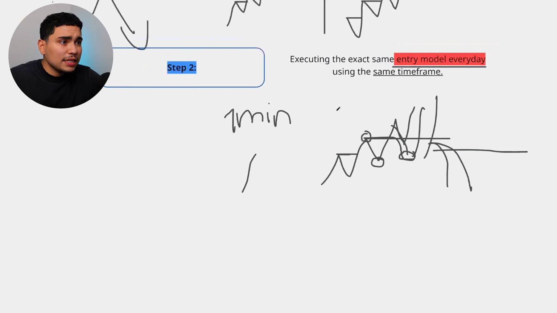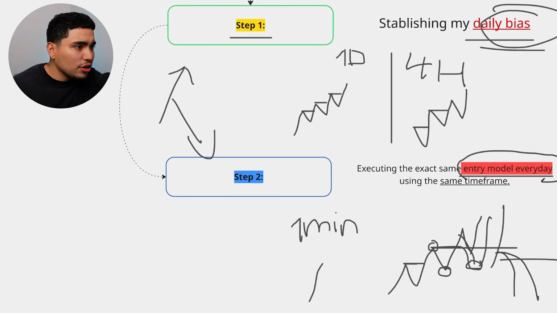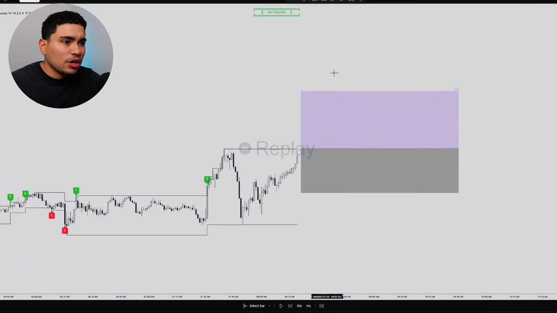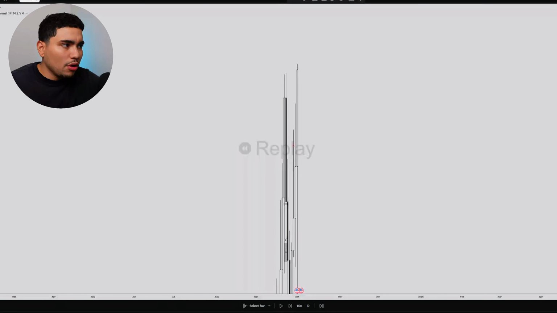Now that's basically it. That's the 2-step strategy right there, explained in 2 simple steps. Step number 1, creating your daily bias. Step number 2 is your execution, your entry model, which is going to be what we use every single day. Same time frame and same everything. Repetition is the edge. So now let's get right into the charts on exactly how I ended up taking this trade. Let's delete this. Step number 1, you guys know this.